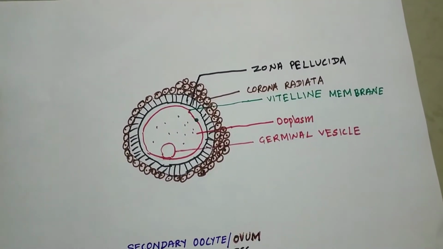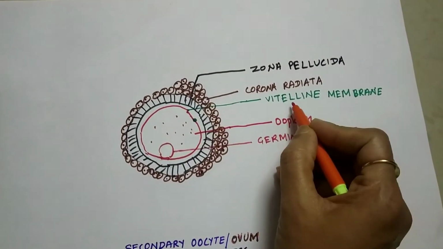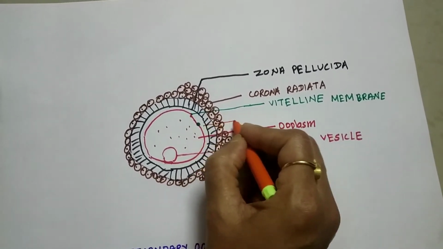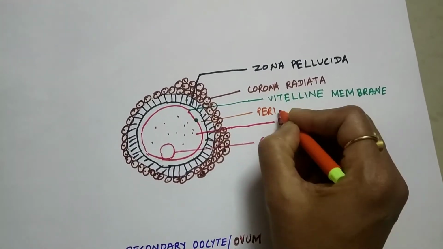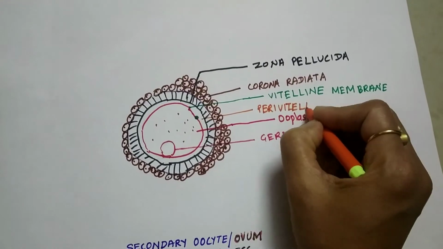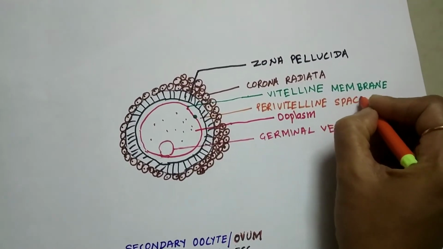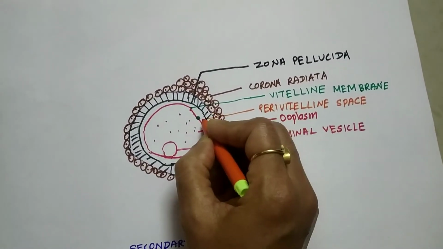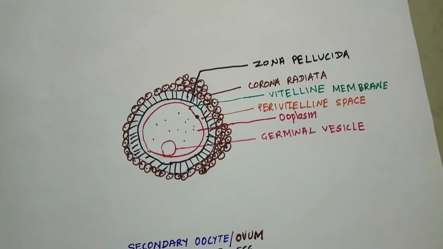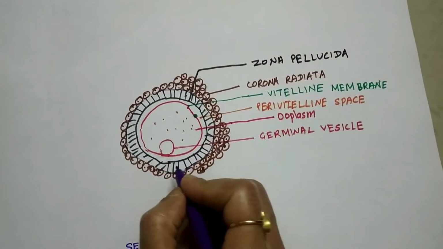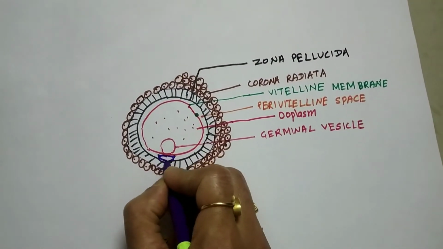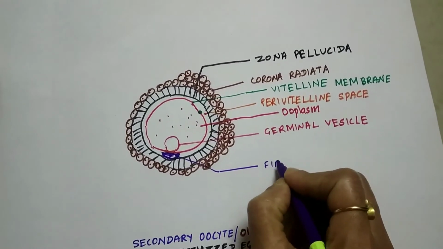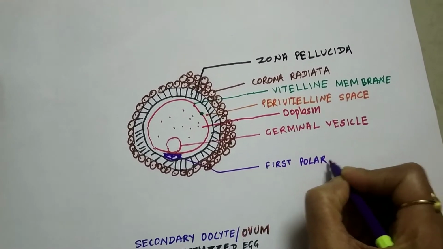Between the vitelline membrane, which we have drawn surrounding the ooplasm, and the zona pellucida, can you see there is an empty space. This space is called perivitelline space, and it is filled with perivitelline fluid. As you can see, this perivitelline space contains the first polar body which is formed during oogenesis. So this is the first polar body.